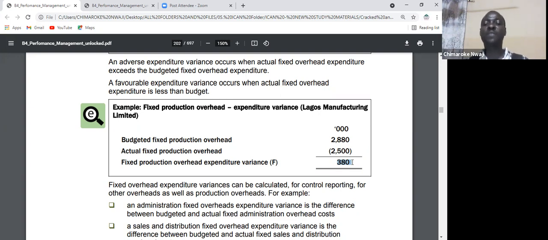It means this is favorable. We plan to spend for 1,200 units, 2,880,000, but now we spent less. So it means that you have over-absorbed, so to speak. So when you over-absorb, you have a favorable variance. Because, so I wanted to look at it this way. You over-absorb, that's good. You under-absorb, that's bad.